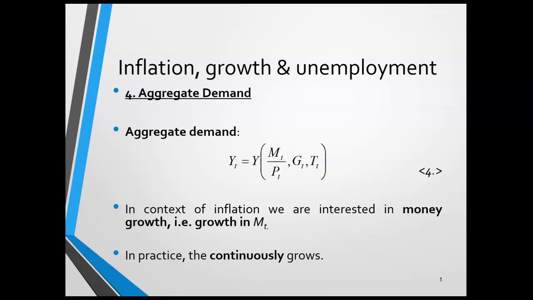Now keep in mind that our simplified aggregate demand relationship links real output and levels to the real money supply, the level of government expenditure and taxation, here illustrated by a simple generic function y. Since we're interested in money here, because the money supply is constantly growing since we have shifted to fiat systems in the 70s, we will simplify this relationship a little bit, ignoring G and T.